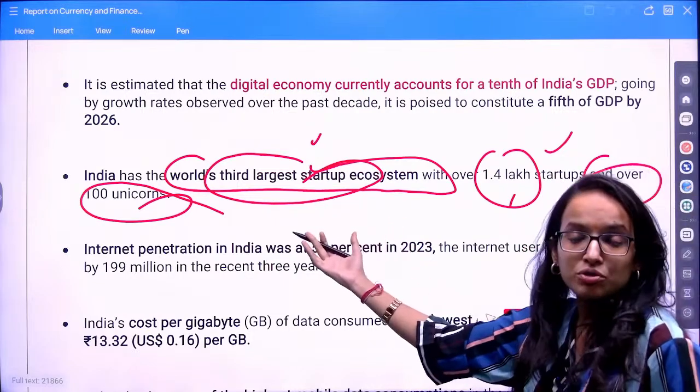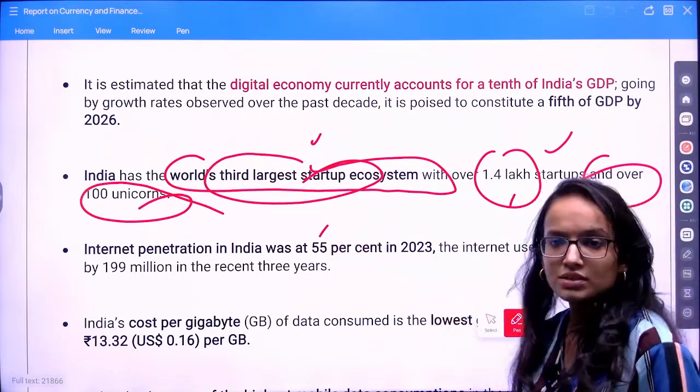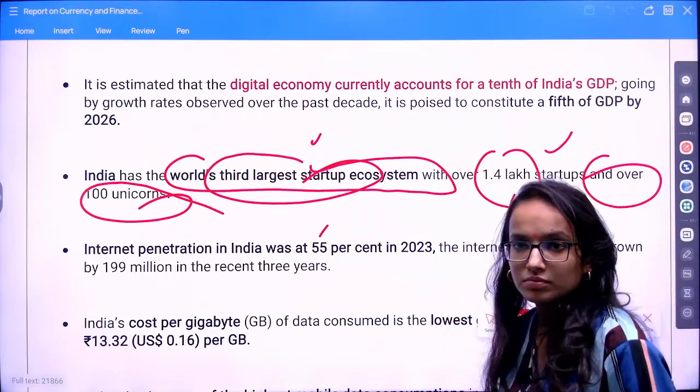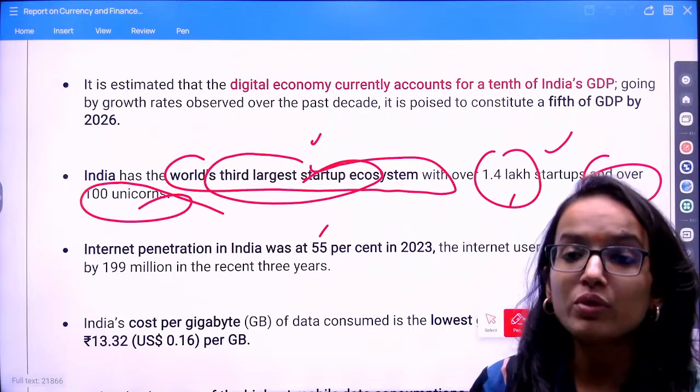So, India has more than 100 unicorns, okay, third largest, and the largest number of unicorns is in the USA, right?